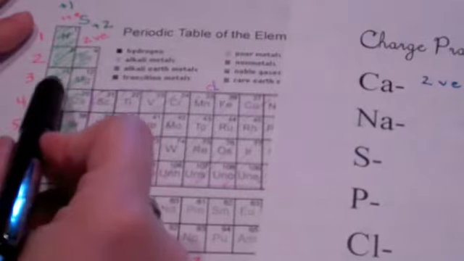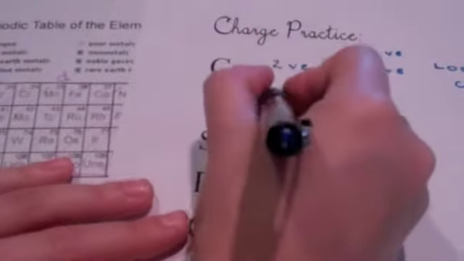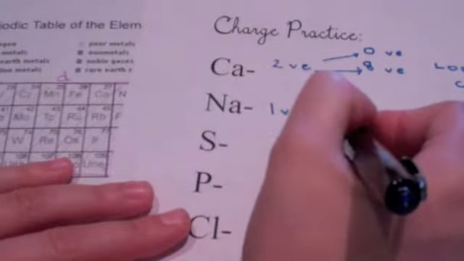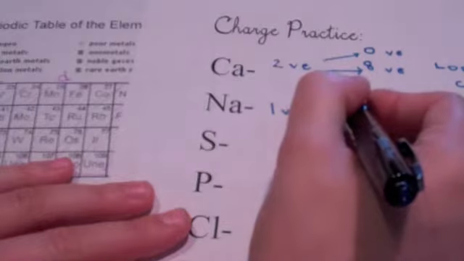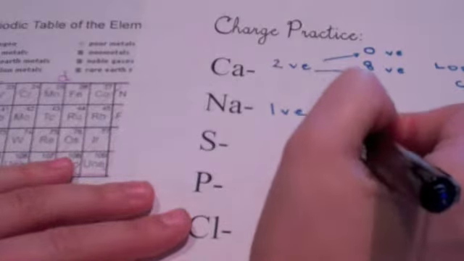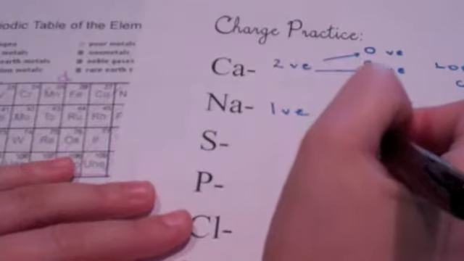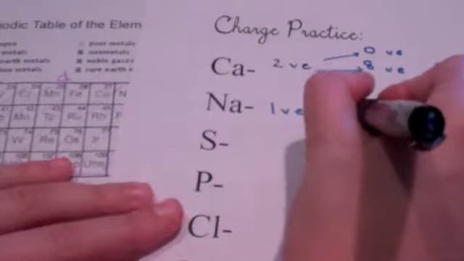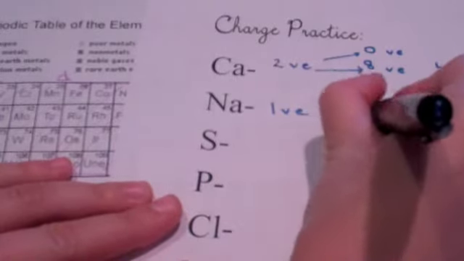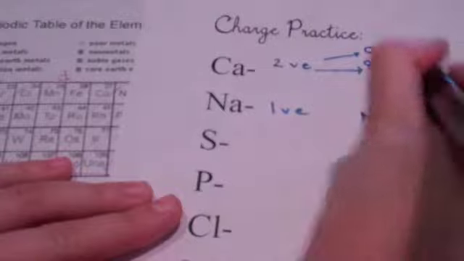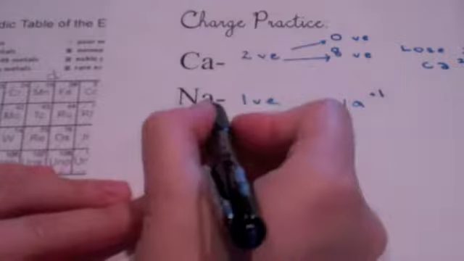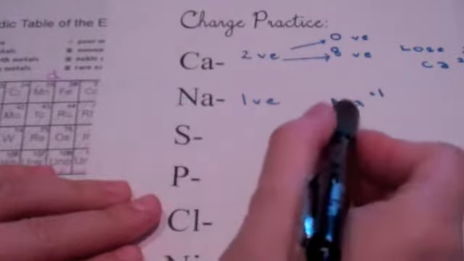Let's work on sodium. Sodium is located right here, so it's in group 1. That means it has 1 valence electron. You want either 0 or 8 valence electrons, so we would either need to lose 1 valence electron or gain 7. Losing 1 is a lot easier, so if you lose 1 valence electron, you're going to have a +1 charge because you lose a negative charge. So it's going to be Na+1. That's your charge of sodium. If I say the ion of sodium, it would be Na+1.